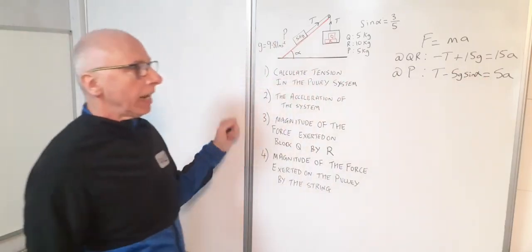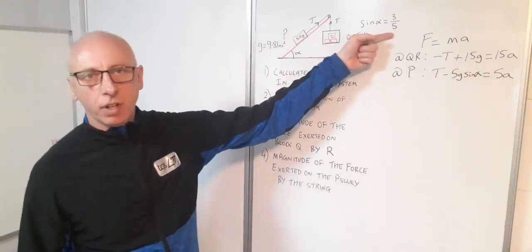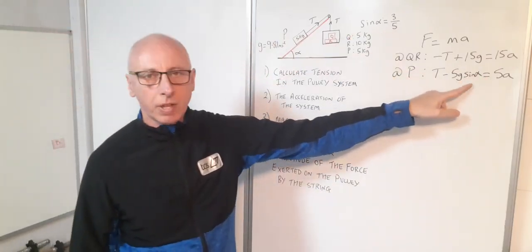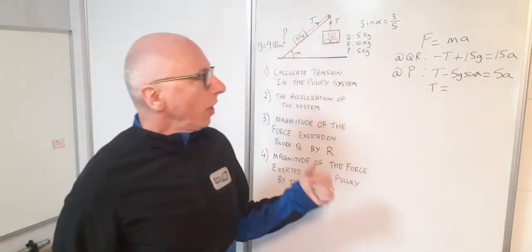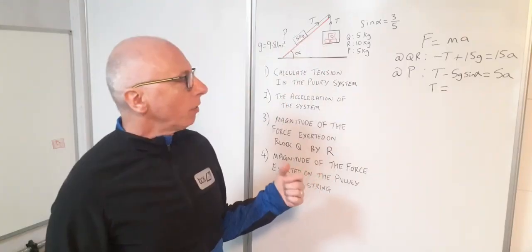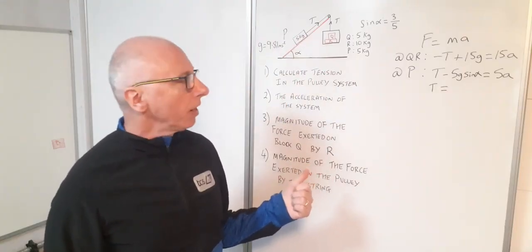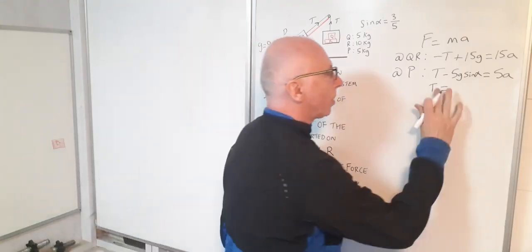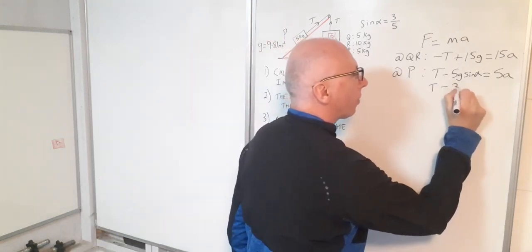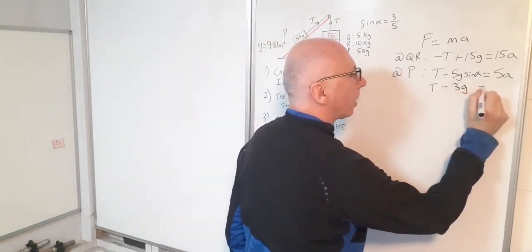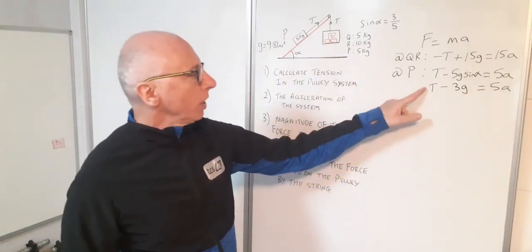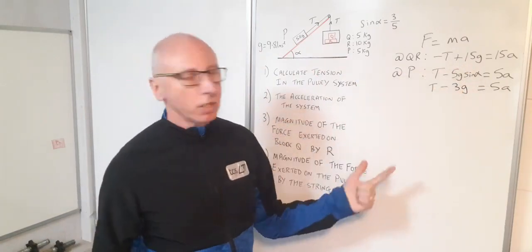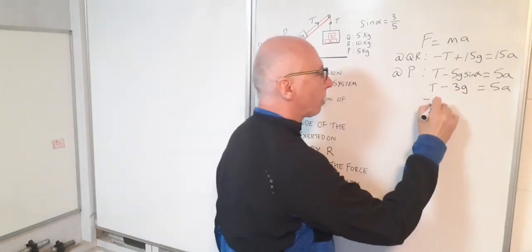Okay, now we're given sine alpha. Sine alpha is 3/5, so we can plug that in. So T minus 5g times 3/5. Well, 5 times 3 is 15, divided by 5 is 3. So we've got T minus 3g equals 5a. So then we've got this equation here and this equation here. We can solve that by simultaneous equations.